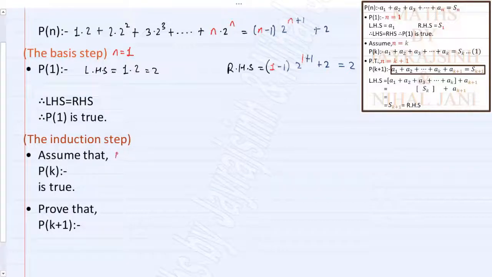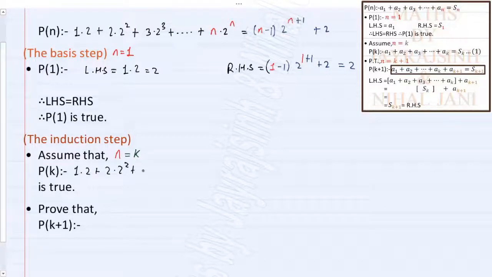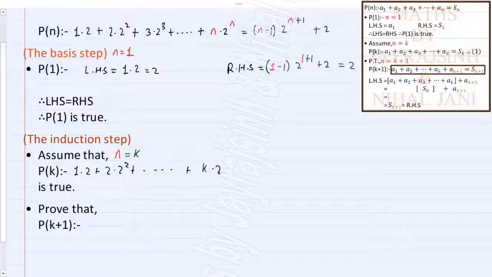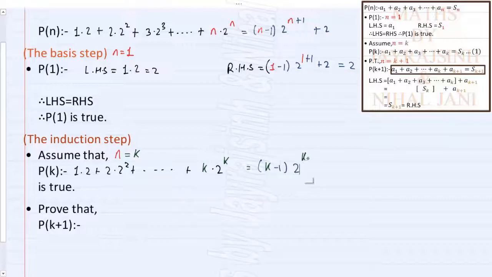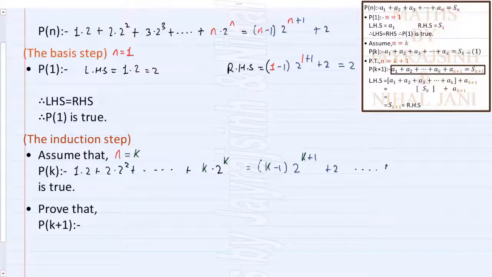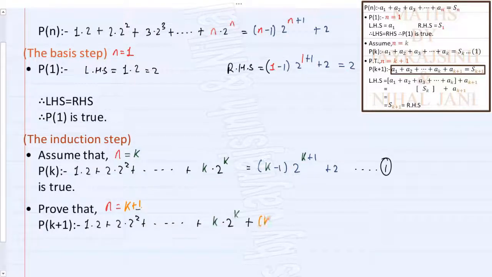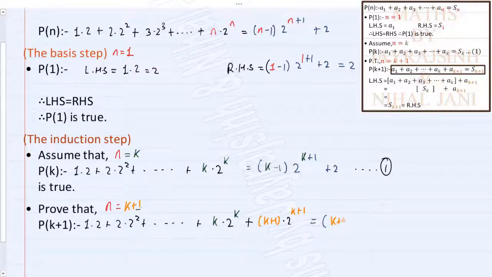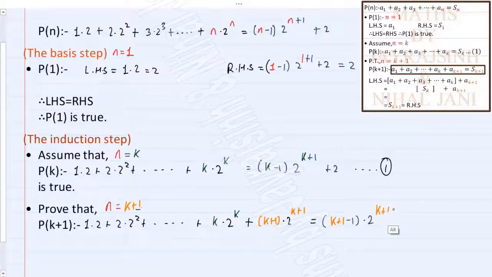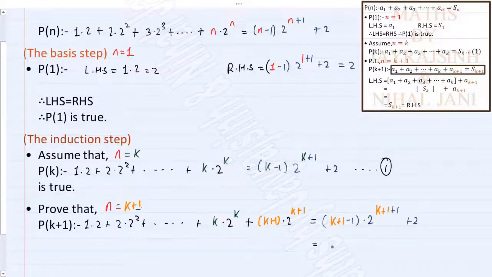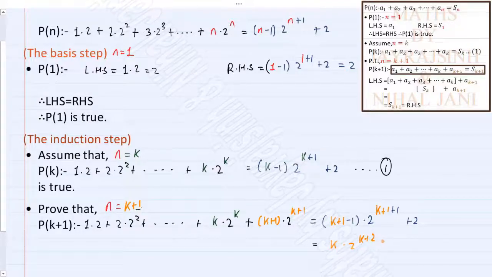Assume that p of k is true, so replace n by k. 1 into 2 plus 2 into 2 square up to k into 2 raised to k is equal to k minus 1 into 2 raised to k plus 1 plus 2. This is your equation number 1. Now let's try to prove p of k plus 1. N is equal to k plus 1. The same sum plus k plus 1 into 2 raised to k plus 1 is equal to k plus 1 minus 1 into 2 raised to k plus 1 plus 1 plus 2, or we can say k into 2 raised to k plus 1 plus 2.